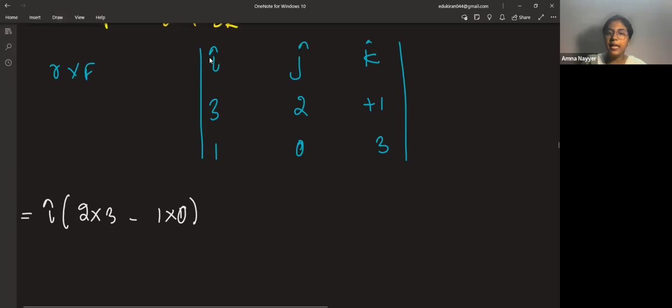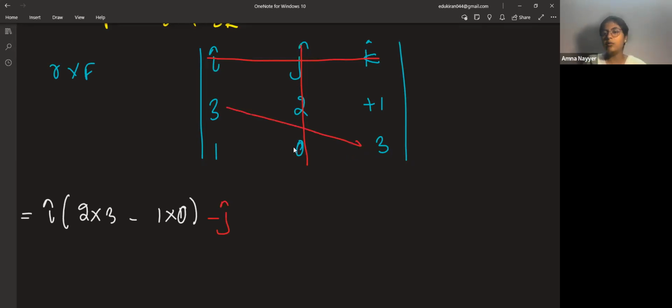Now coming to J cap. For J cap, eliminate its column, eliminate its row. Put a negative sign for J cap. Always remember to put a negative sign for J cap. Now go as it is. Diagonally down minus diagonally up. That is 3 into 3 minus 1 into 1. Fine?